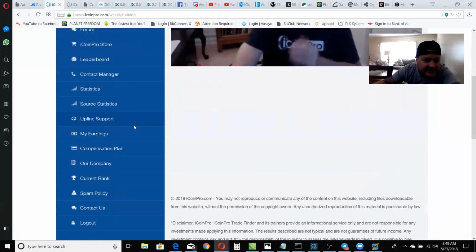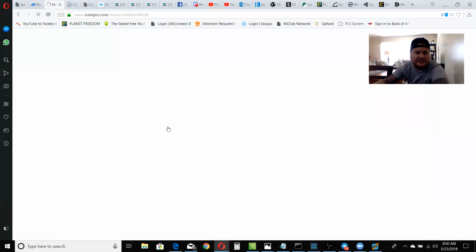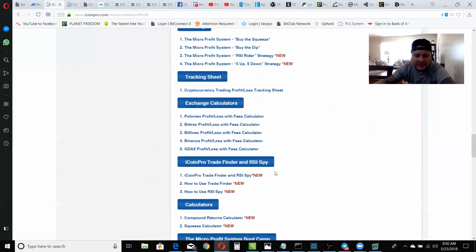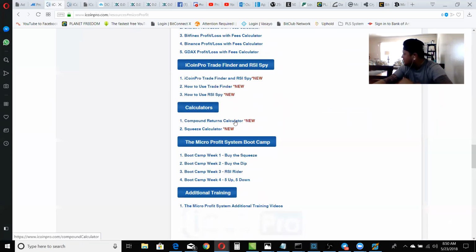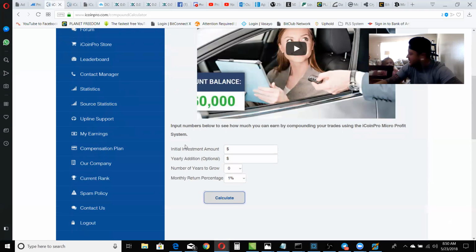oh, speaking of that, there is a compound calculator, I think is what it's called. Let's look it up. Yes, right here. Compound return calculator right here.